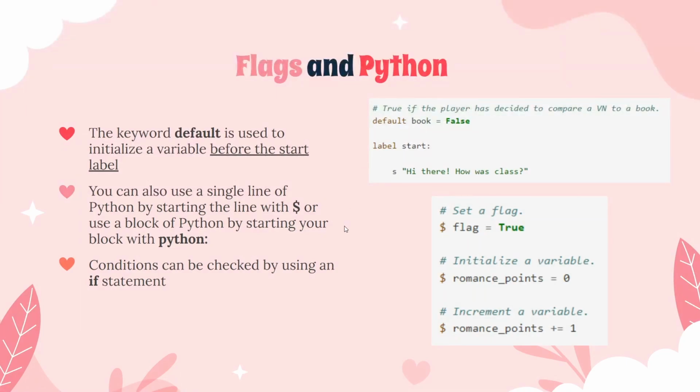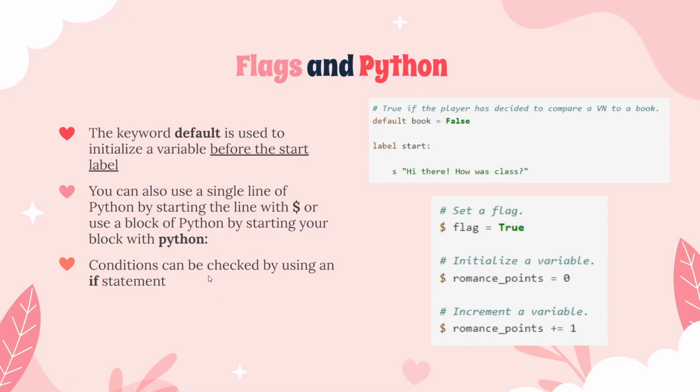If you want to use a single line of Python, you will start the line using the dollar symbol, and that will tell Ren'Py that that line right there is going to be actual Python. It won't be the Ren'Py script. If you want to do a block of Python, so it won't be just a singular line, you'll just start the block with python and then the colon.